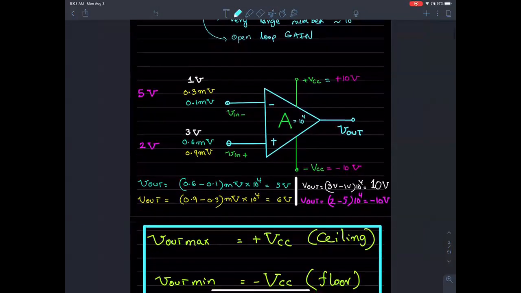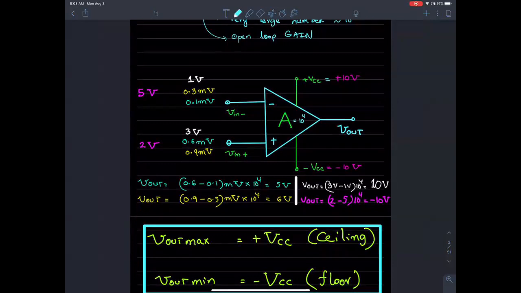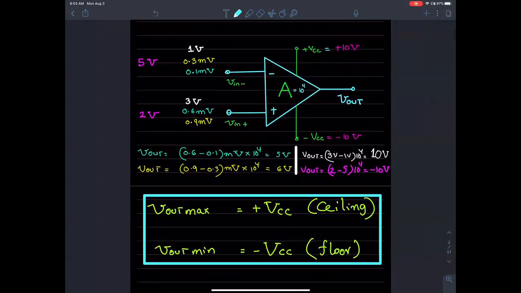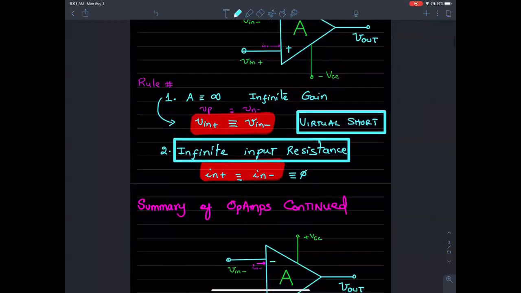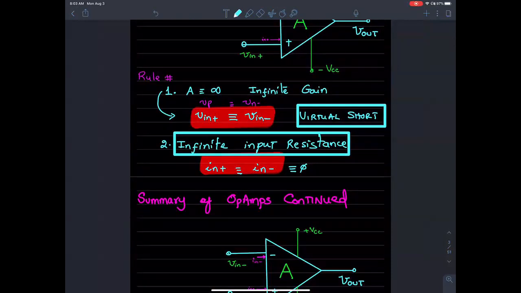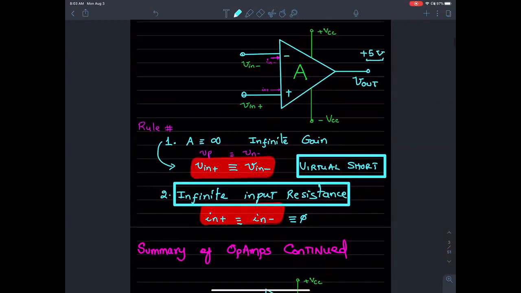Now I mentioned there are limits: the maximum and minimum output values that are possible out of the V out of an op amp are really set by the power supply, plus VCC and negative VCC. We discussed that in the previous classes. Then I gave you a couple of rules that you apply over and over again when you're solving problems with op amps. The first one is called a virtual short.